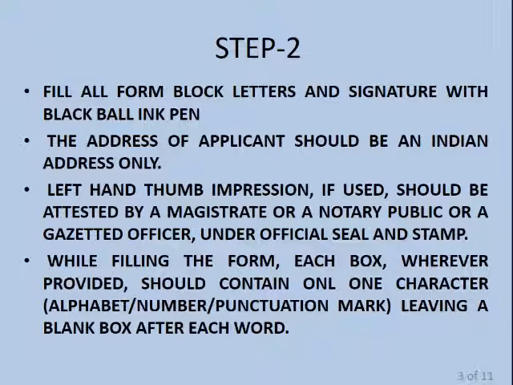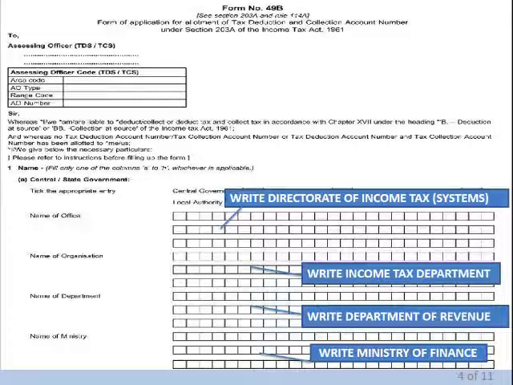Here are the guidelines and documentation details which we have to submit while applying for TAN. The guidelines with clear instructions at every step we need to follow carefully. The documentation details must be gone through as they will be needed at further steps. Now it is Form number 49B, that is the form of application for allotment of tax deduction and collection account number under section 203A of the Income Tax Act 1961. We have to put here the directorate name, name of organization, name of the Department of Revenue and name of the Ministry of Finance accordingly.